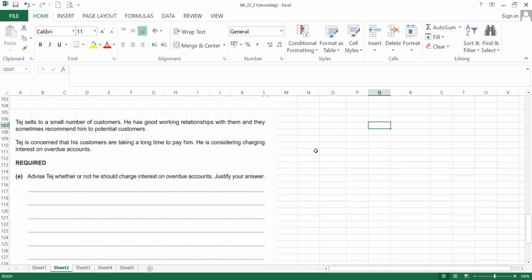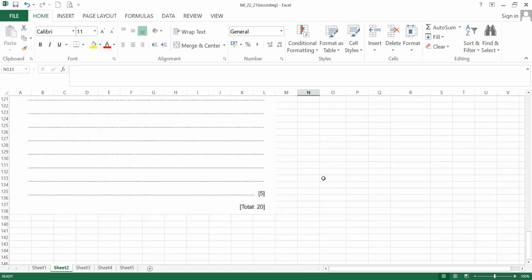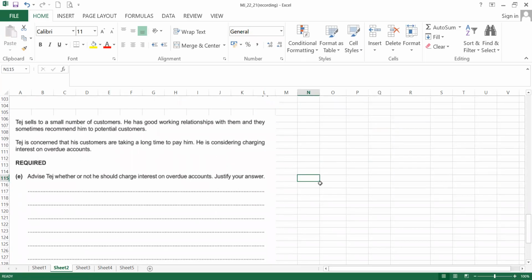Okay. Now next, TJ sells to a small number of customers. He has a good working relationship with them and they sometimes recommend potential customers to him. TJ is concerned that his customers are taking a long time to pay. He is considering charging interest on overdue accounts. Advise TJ whether or not he should charge interest on overdue accounts. So whenever the question asks you to advise or justify, you always give two impacts, agree and disagree. So first we talk about agree.